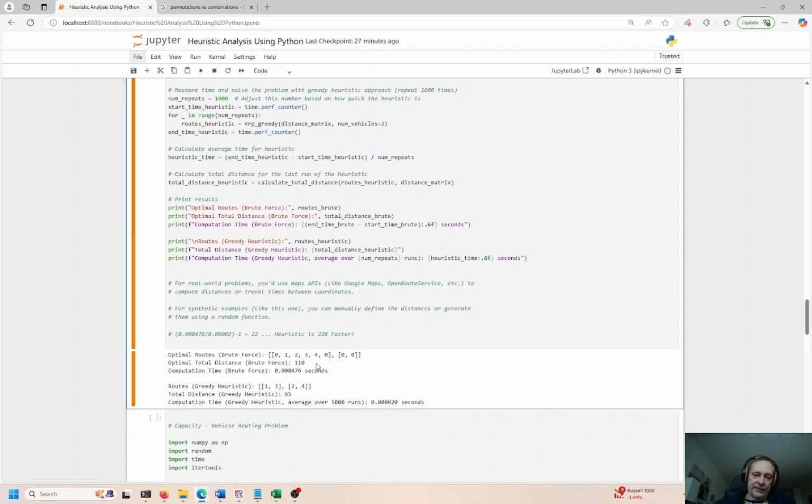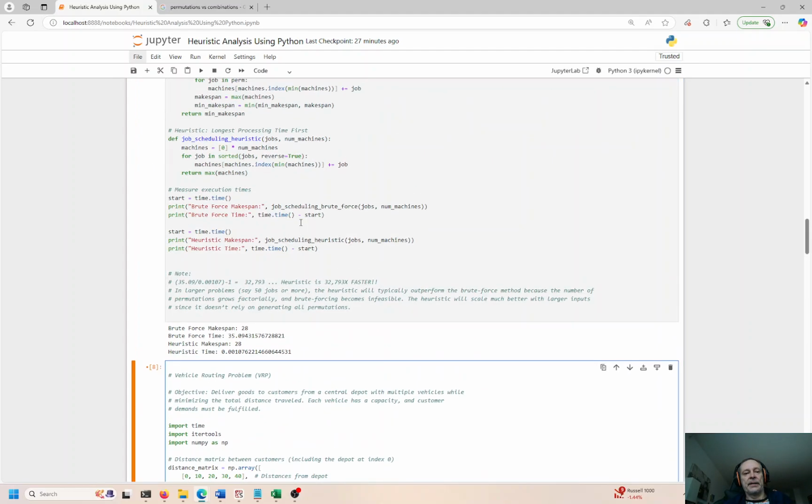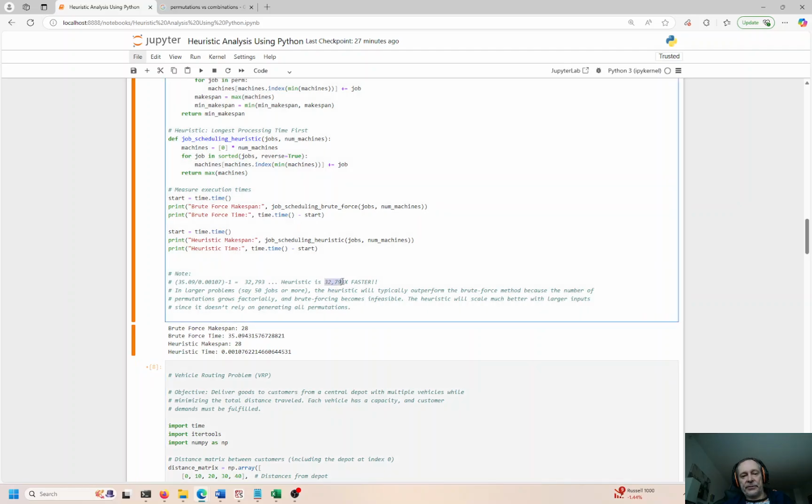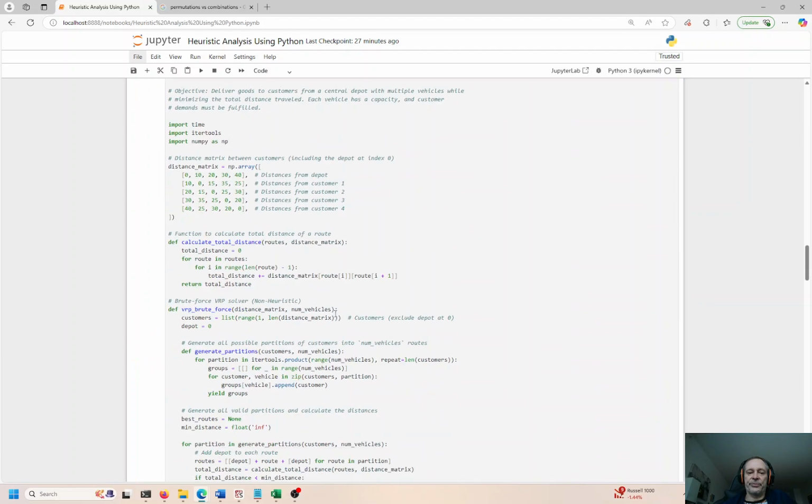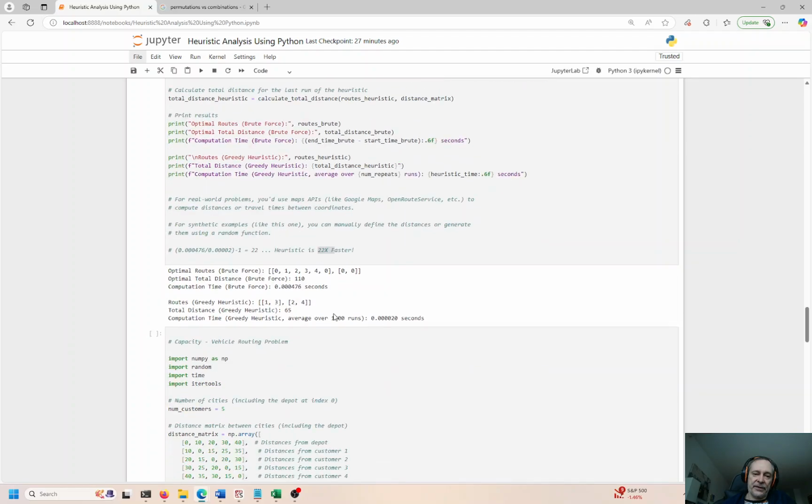And then the total distance traveled is 110. Again, we don't have the metrics. This could be miles, this could be kilometers. Here, the heuristic is only 65, so it's much shorter, and it finished faster. So here's a win-win. It's only 22 times faster for the heuristic here, or 3,793 times faster, which is pretty amazing. But the heuristic actually found a faster route.